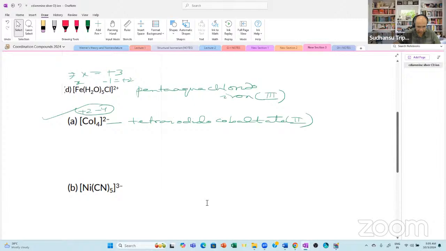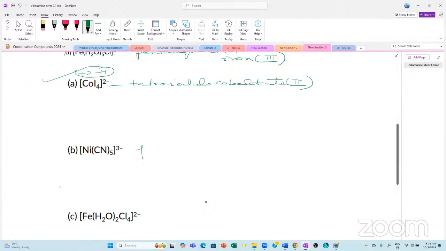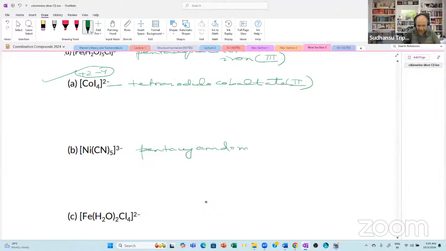And what about this one, which is very unusual? Pentacoordinate nickel is very unusual, but supposing you have a complex like this, how will you name this? Pentacyanido or cyano nickelate, because this is a complex anion, nickelate 2. Because this is +2, this is -5. Therefore, the net charge is -3.